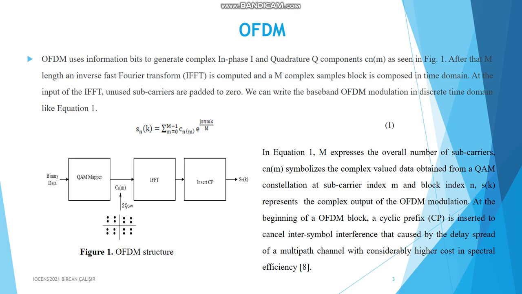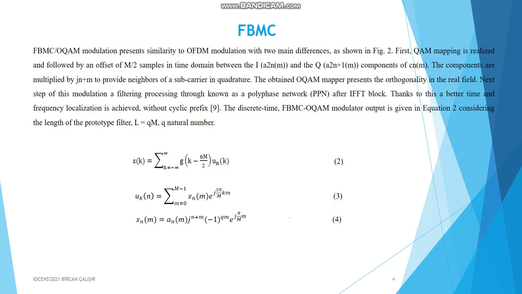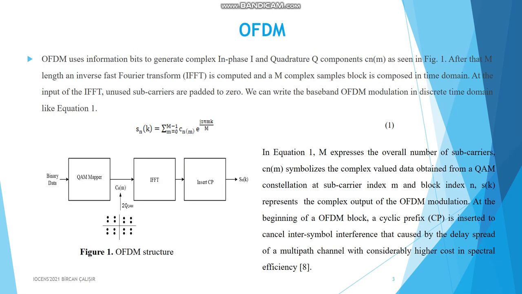OFDM. OFDM uses information bits to generate the complex in-phase and quadrature two components of CNM, as seen in Figure 1. After that, an M-length inverse fast Fourier transform is computed and an M-complex sample block is composed in the time domain. At the input of the IFFT, unused subcarriers are padded to 0. We can write the baseband OFDM modulation in discrete time domain like equation 1.